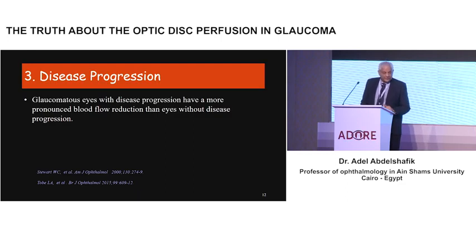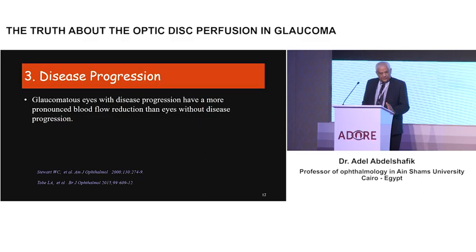Again, disease progression. Glaucomatous eyes get disease progression, and this is more pronounced if there is a decrease in the ocular blood flow than with eyes without a decrease in the ocular blood flow.